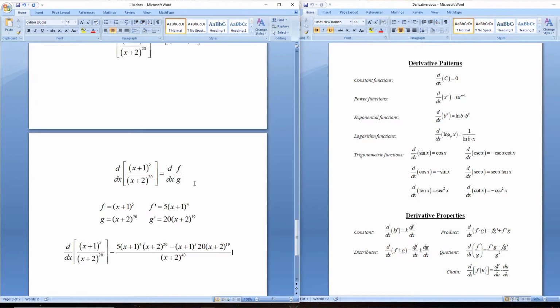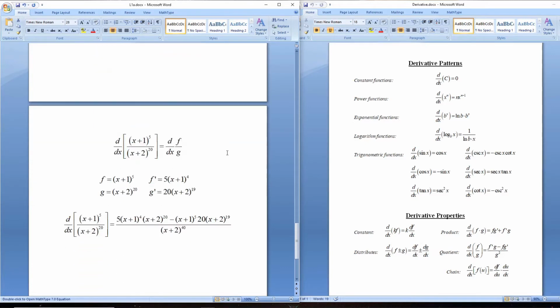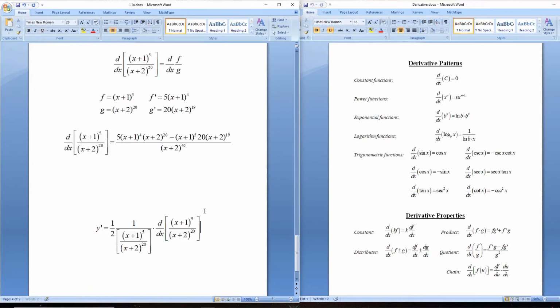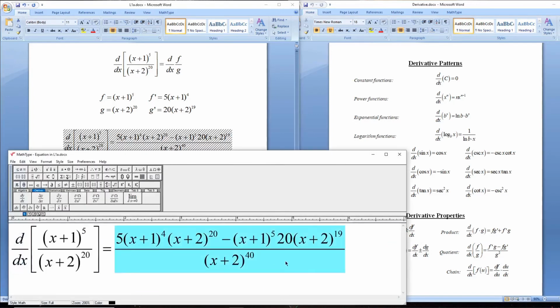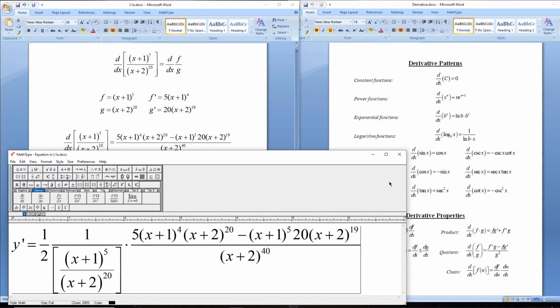And now we can go back to our problem here. I'm just going to copy this step from where we left off. Here's that step where we left off. Here's the derivative that we just figured out. So all of this will get pasted right here where we just figured out this derivative. There it is.